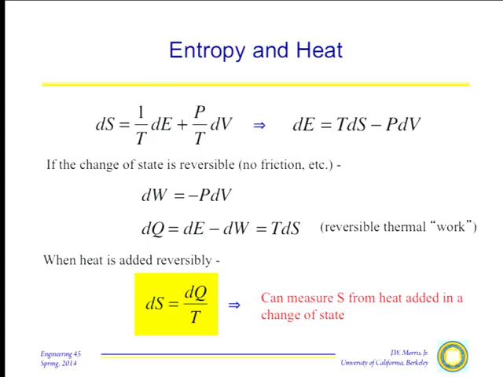Well, the incremental work that I do in moving the piston in the process that I've described is equal to minus PdV, just from mechanics. So if dE is dQ plus dW, and dW is minus PdV if the work's done reversibly, then dQ is equal to TdS. So if I add heat in a reversible manner, then the change in entropy is simply equal to the change in heat divided by the temperature.